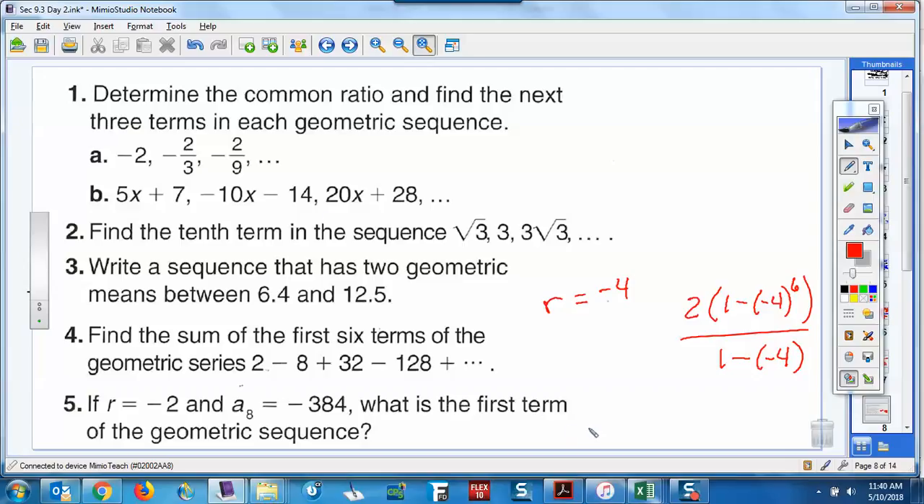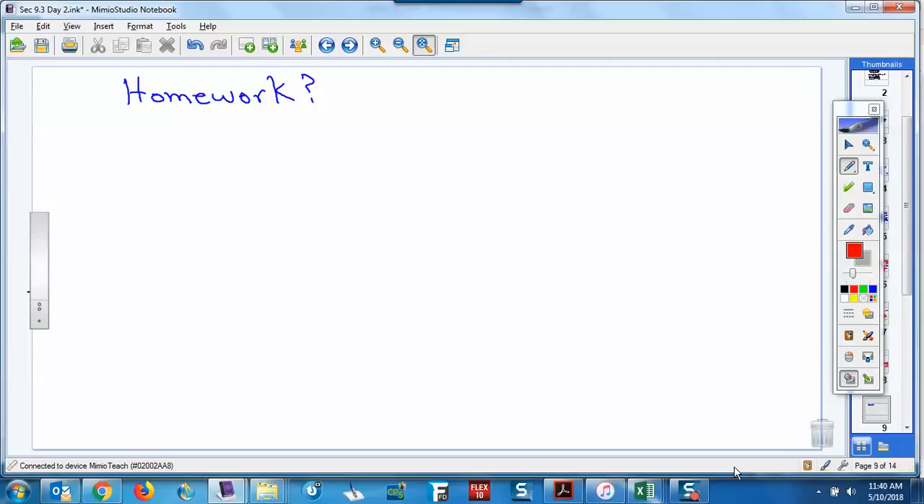What is the first term of this sequence? This is where you would do this formula right here. You would take your nth term, which is your 8th term, -384, and then your first term, which you don't know, times R to the, we have how many terms? 8 terms, so this would be 7. Okay, that's A1. So you would just take -384 and you would divide by -2 to the 7th, and that would give you 3. Okay? All right.